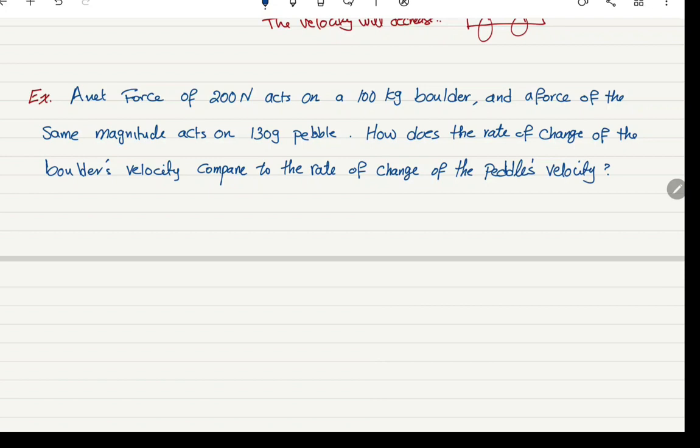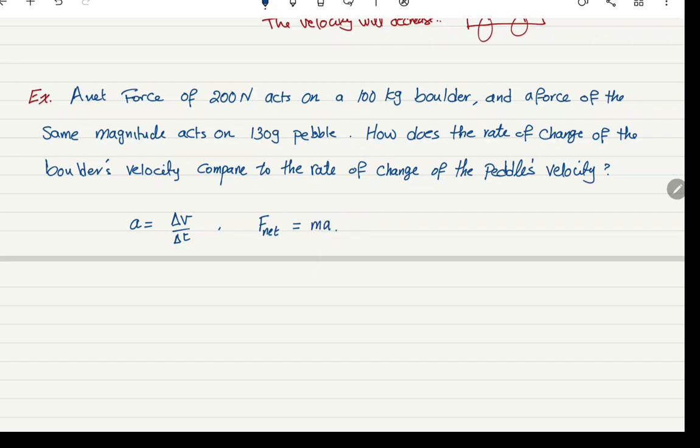A net force of 200 newtons acts on a 100 kilogram boulder, and a force of the same magnitude acts on a 130 gram pebble. How does the rate of change of the boulder's velocity compare to the rate of change of the pebble's velocity? Now remember, the rate of change of velocity is actually the acceleration. So acceleration is equal to delta v over delta t. And we all know that acceleration is related to the force. F net here equal to ma.